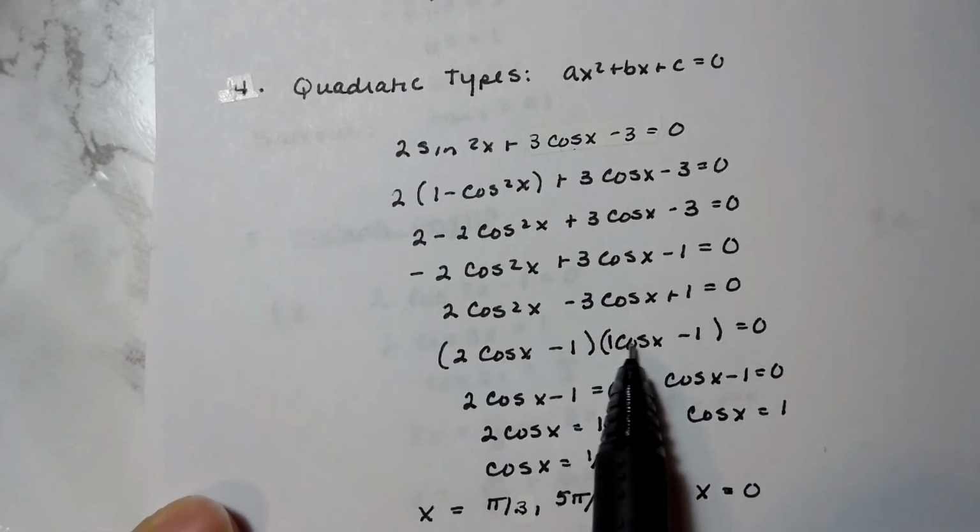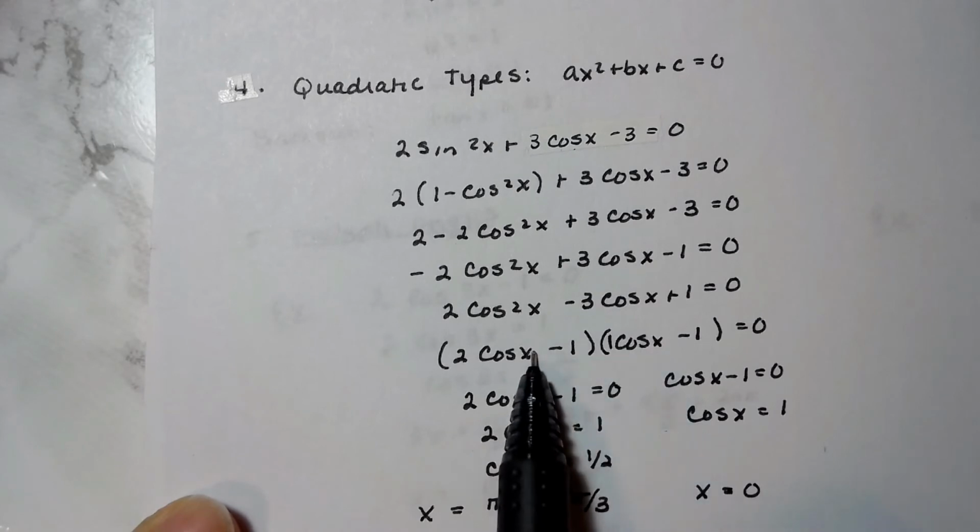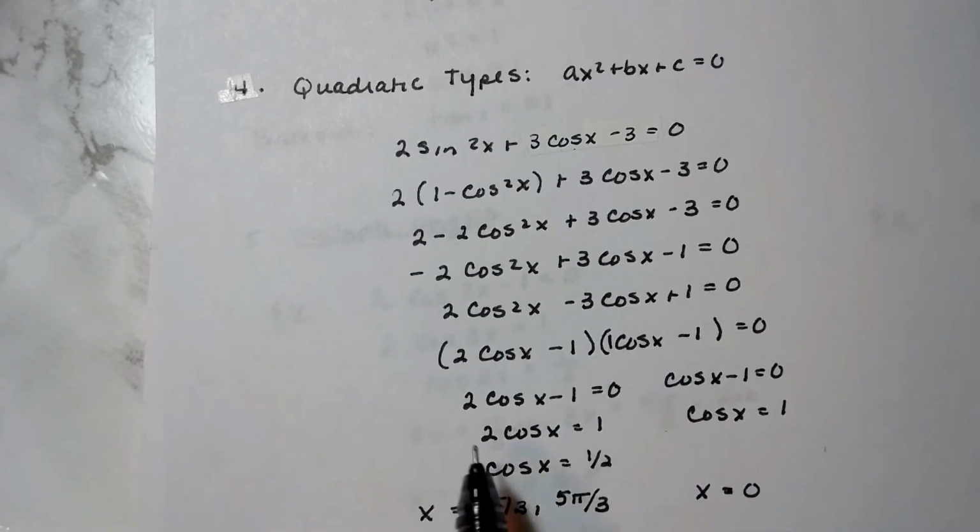So now I've got the product of two binomials. I can set each one equal to 0 and solve. When I solve this one here, I add 1, divide by 2, and then I say, hey, I remember from my unit circle that the angles whose cosine is 1/2 are pi over 3 and 5 pi over 3.